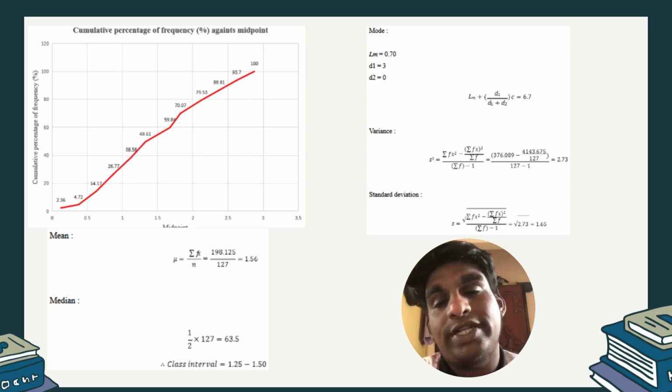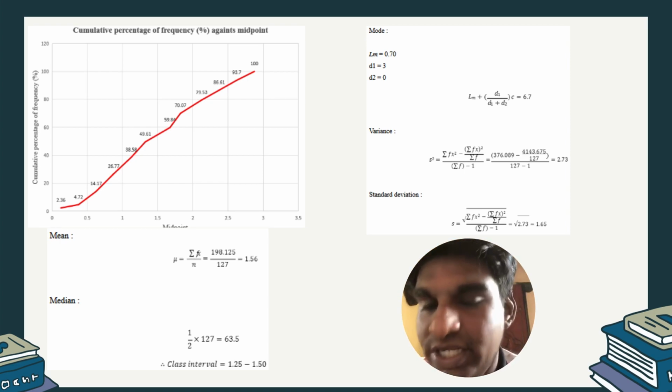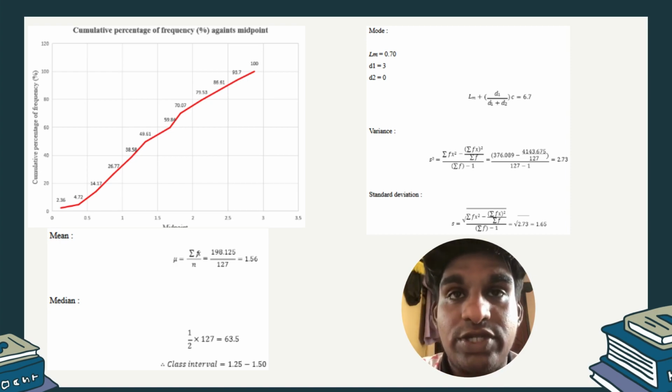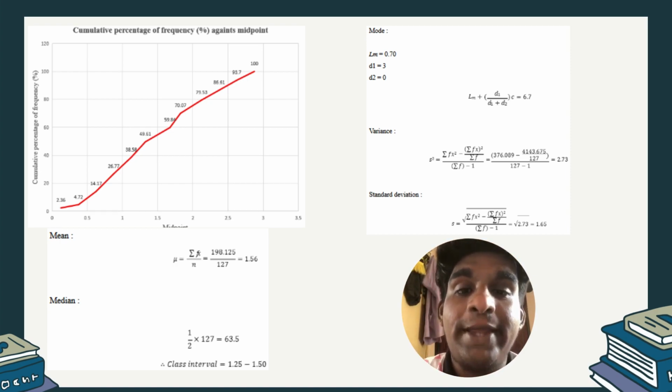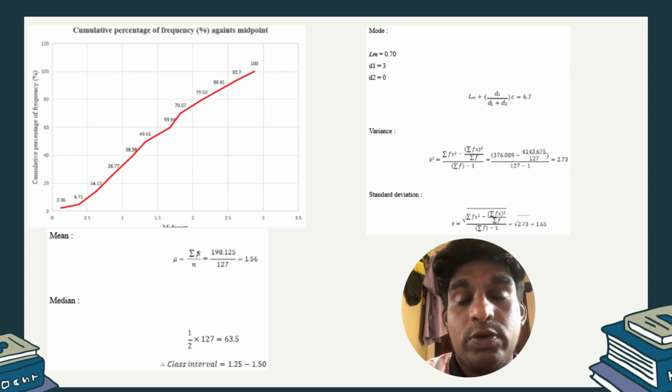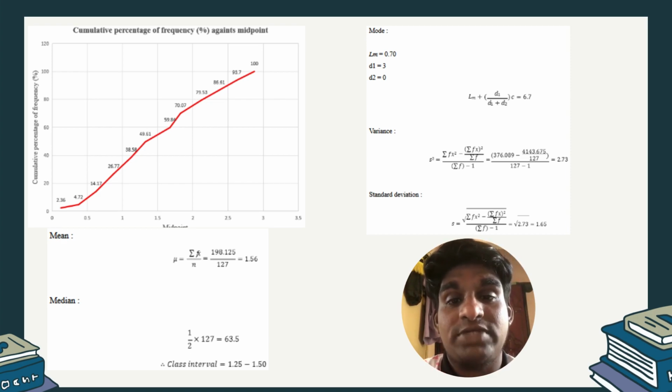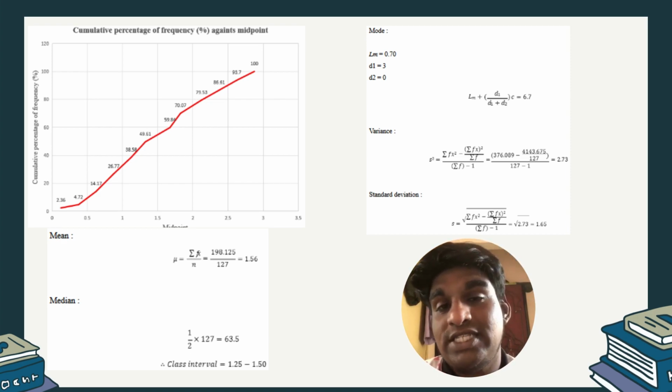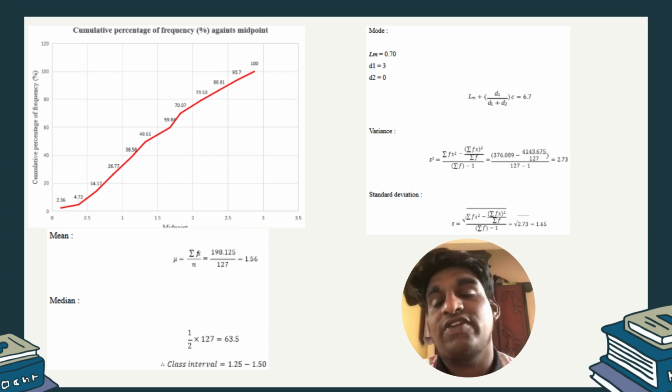So now it's mode. The LM that we got is 0.70, D1 is 3, and D2 is 0. So we use the same formula as previous, that is LM plus D1 over D1 plus D2, times C. So the answer we get is 6.7.